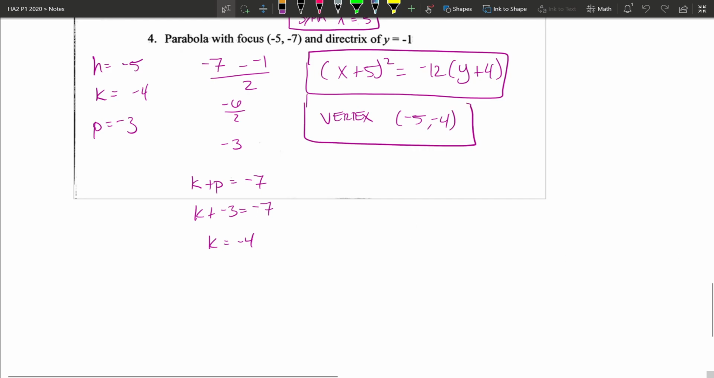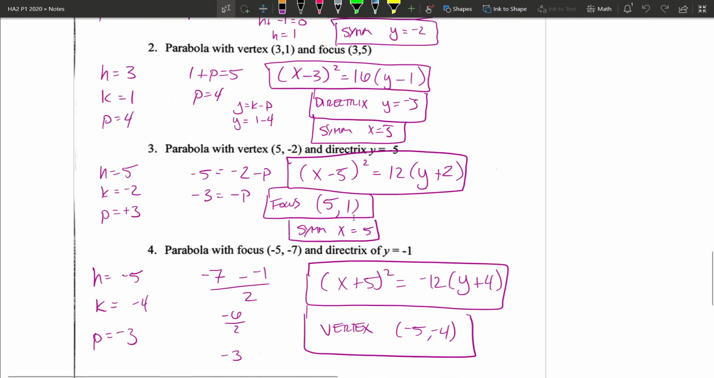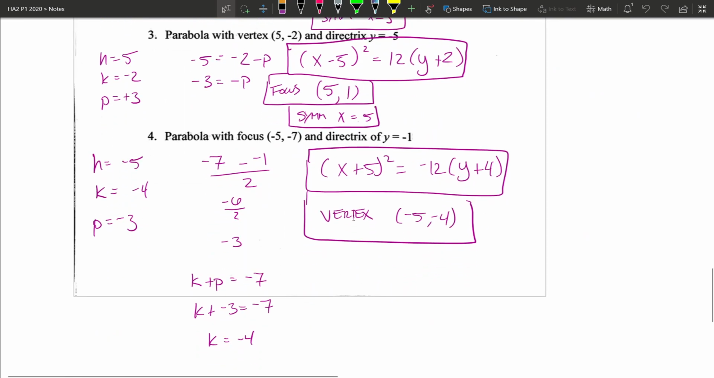What else do we need to know? They gave us the directrix. They gave us the focus. Axis of symmetry, I guess. So axis of symmetry should be x equals h. So that should be x equals negative 5. Let's see if all our info matches the graph.